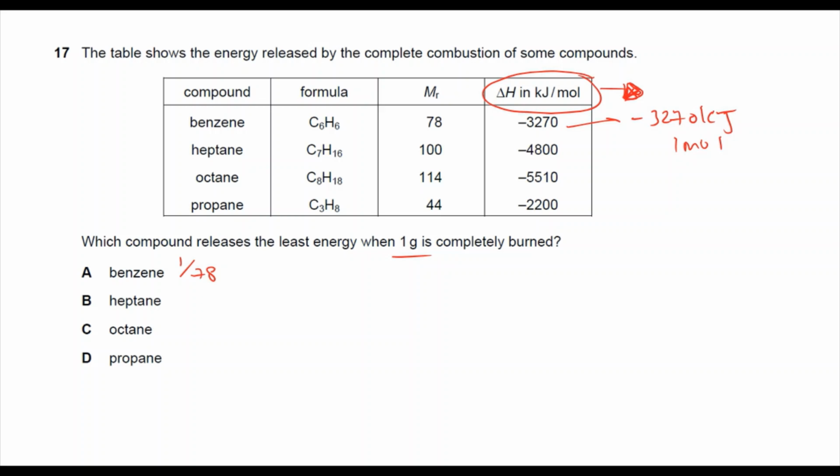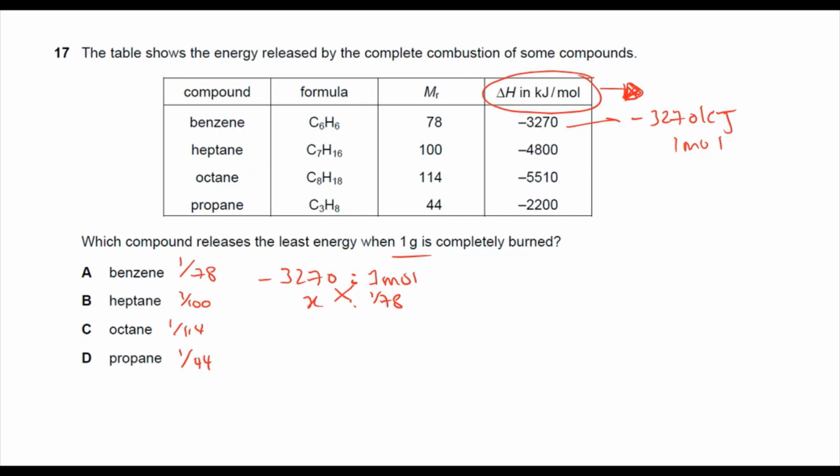And for heptane, it is 1 over 100. For octane, 1 over 114. For propane, it's 1 over 44. So these are the moles for which we have to calculate the amount of energy released. Let's use the ratio method. So for benzene, we release 3270 of energy for 1 mole. So for 1 over 78 moles, how much energy is released?